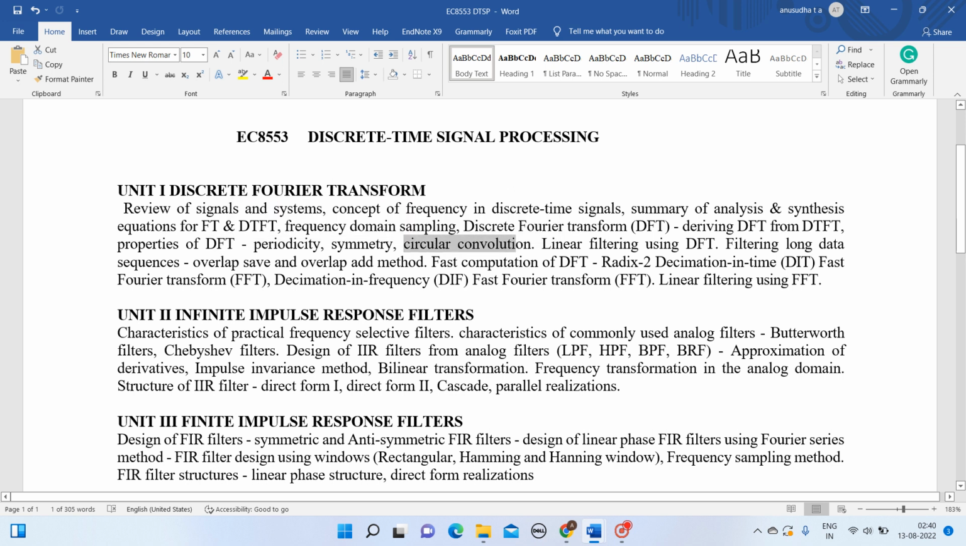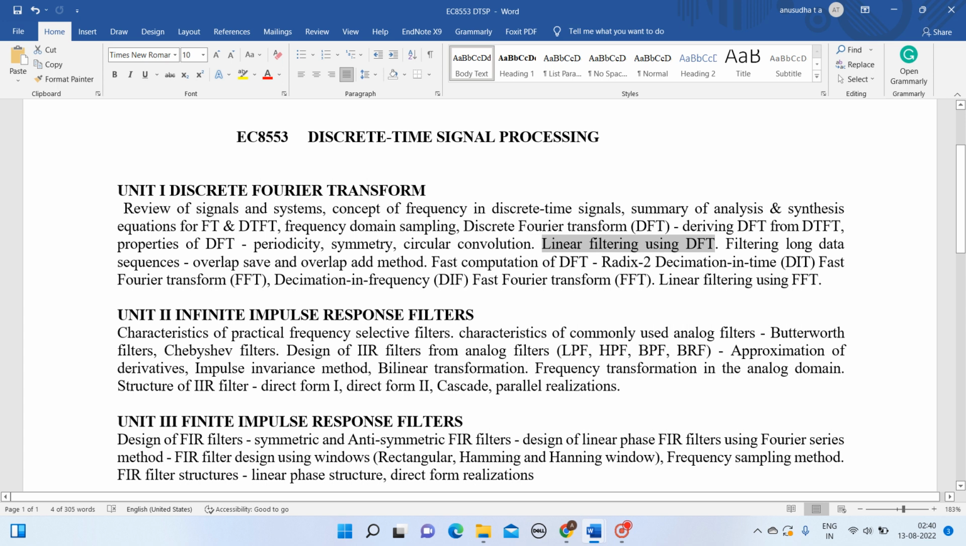And circular convolution is also very important. This is also one of the properties, and you might get a question: write any 2 properties of DFT. And next one is linear filtering using DFT. This is also a very important question you will get for CAT 1 and also the main exam. So you have to solve DFT using the linear filtering method.